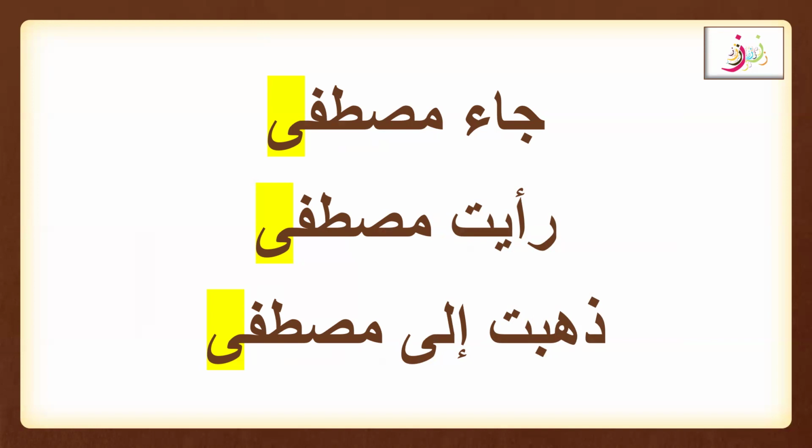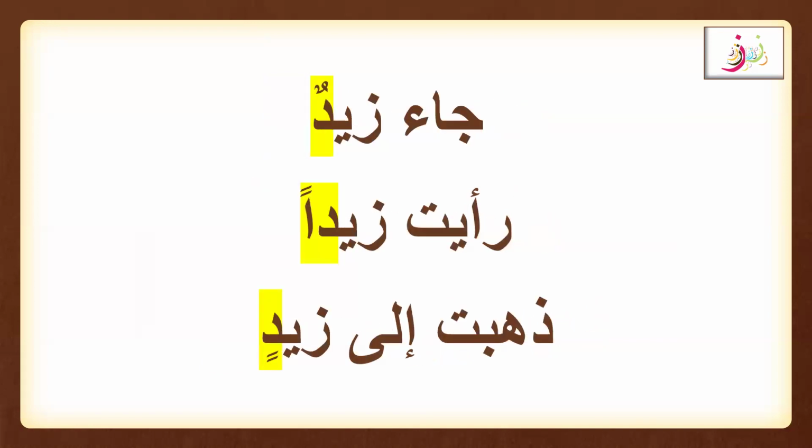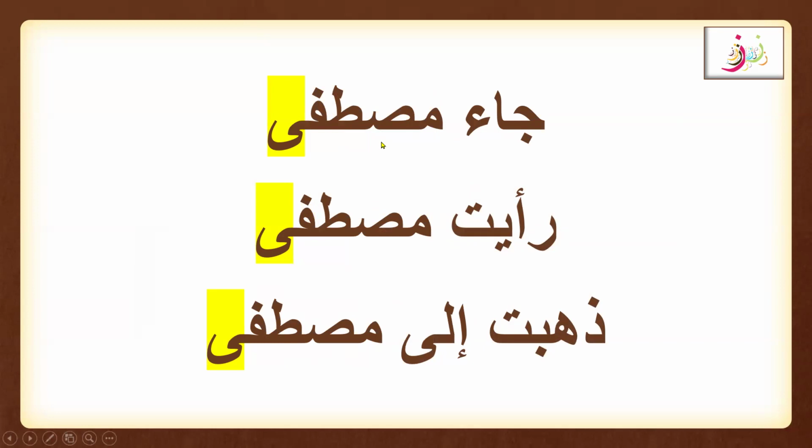And this is Ja Mustafa, fa'il marfu, alamati rafihi dhamma, but it is muqaddara. Like that, here you say dhamma azahira because it is visible, zahir. But here you need to say the dhamma al-muqaddara. Just like that, ra'aytu Mustafa, here you know that it is the maf'ul bihi mansub wa alamati nasbihi al-fatha al-muqaddara, because it is taqdeeran, it is hidden, it is implied. And in the same way, zahabtu ila Mustafa, here is majrur wa alamati jarrihi al-kasra al-muqaddara. You need to add this, because again, you cannot see the signs here.